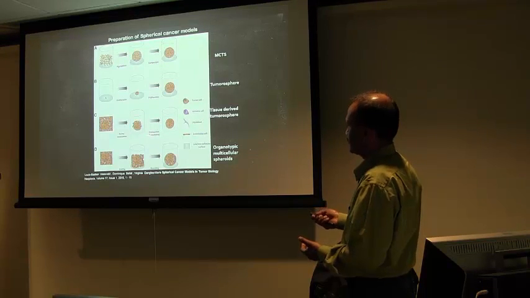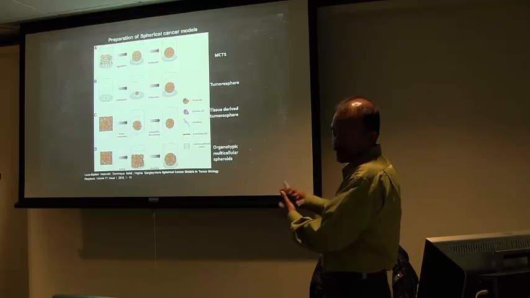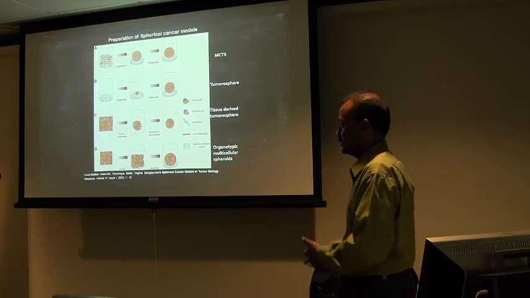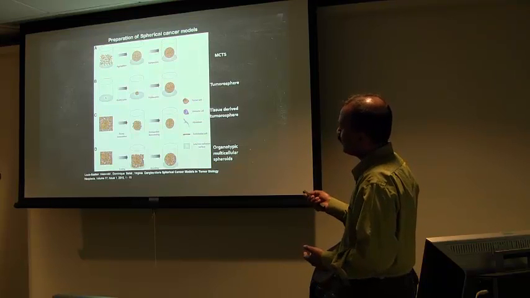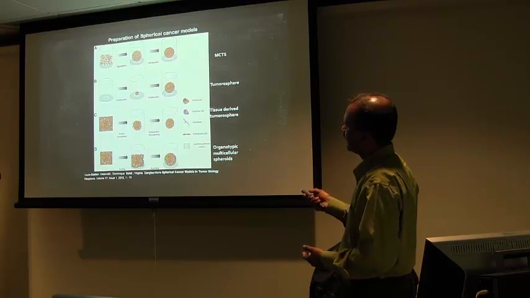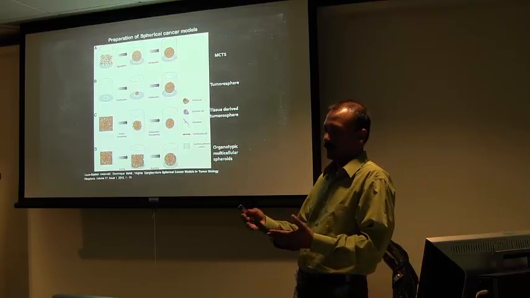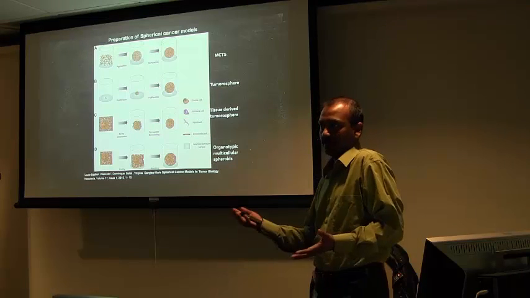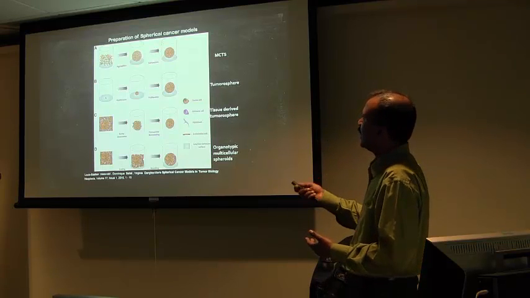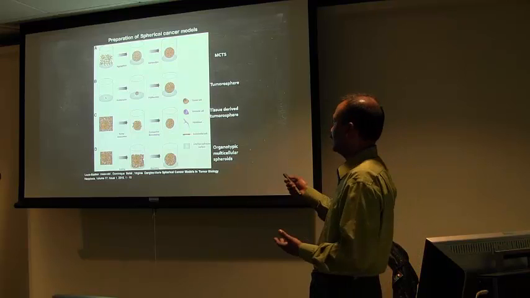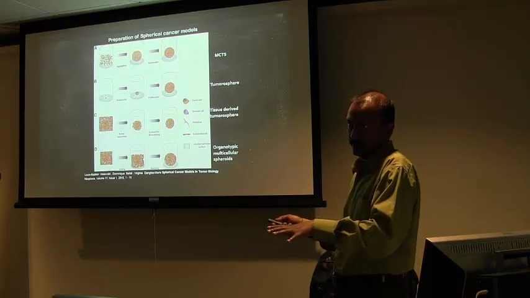Definitely, this is short-term. You cannot passage and maintain these over passages. But this you can, and this you can. But normally, this is used specifically for experimental purposes, like high-throughput screening of drugs and all that. So you don't maintain those cells as spheroids. You culture them as spheroids, do experiments, but you maintain them as monolayers.